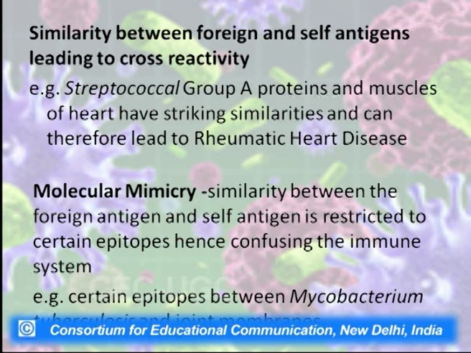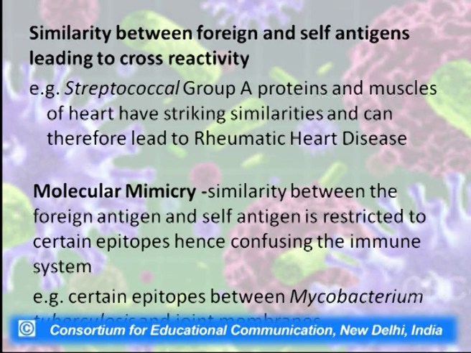Now, another important reason for autoimmunity could be similarity between foreign and self antigens, which could lead to cross reactivity. For example, streptococcal group A proteins and muscles of the heart have marked similarities and therefore could befool the system. Now, if there is a streptococcal infection, the autoantibodies which are produced against this can also affect the heart muscle, and it could lead to rheumatic heart disease. This is because of similarity between foreign and self antigen, or cross reactivity.